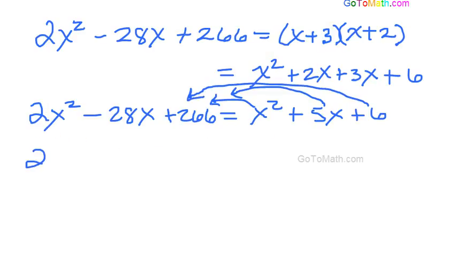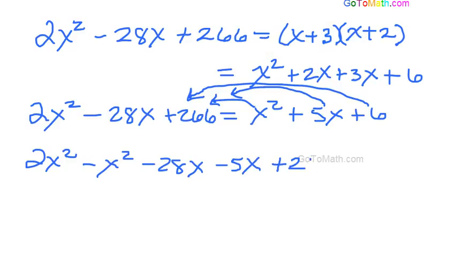So we have 2x squared. Moving this x squared over, you get minus x squared minus 28x. Move that over, you get minus 5x. And then we'll go ahead and say plus 266. Bring that over and you get minus 6 and set that equal to 0.